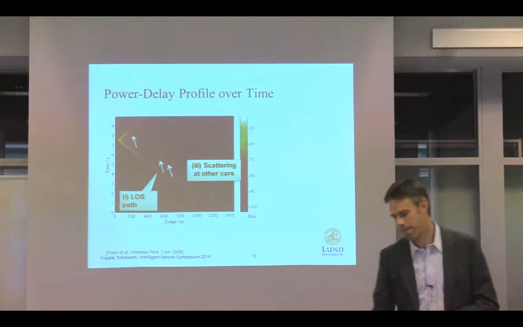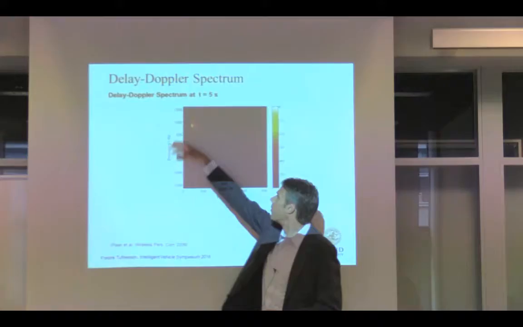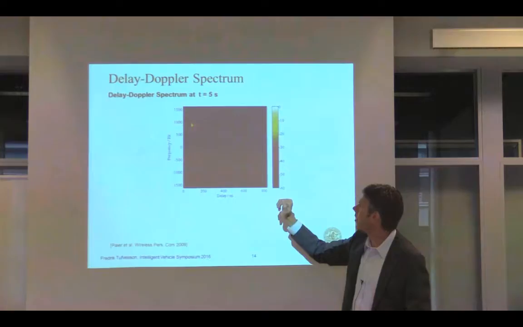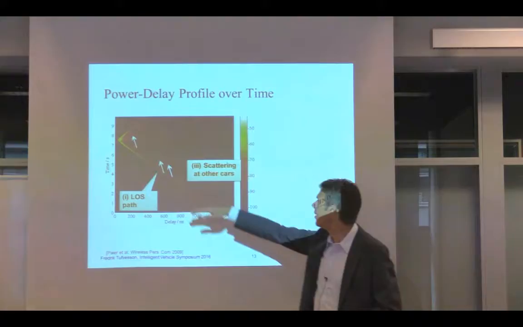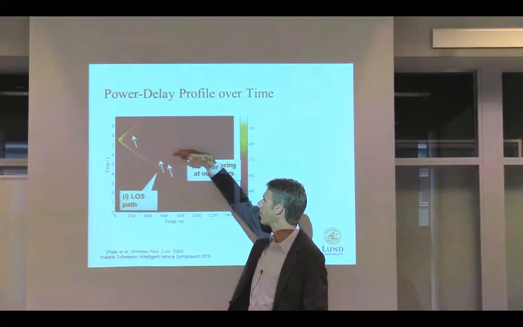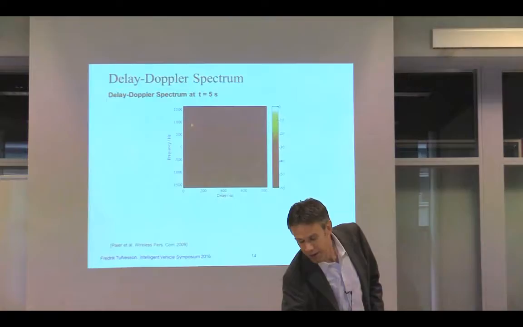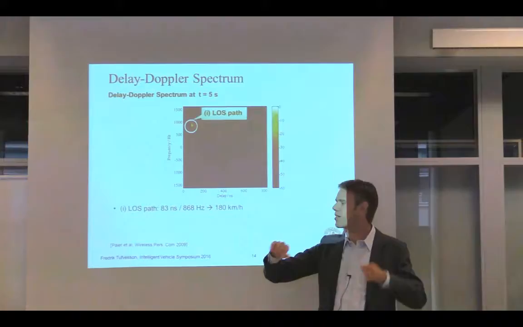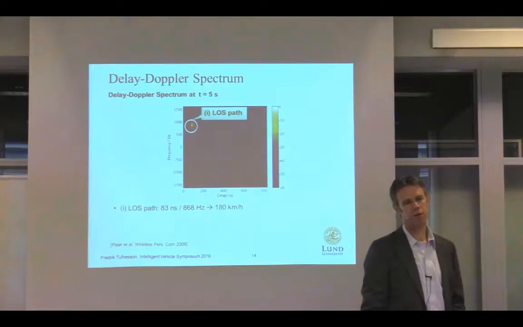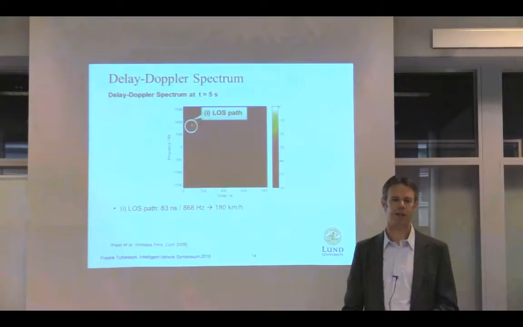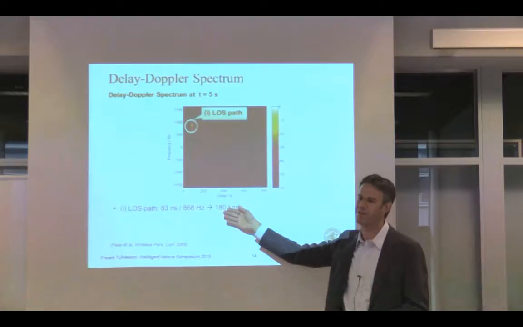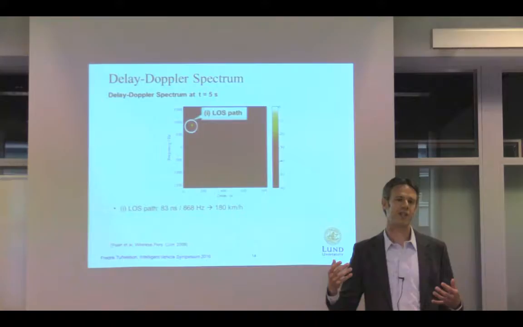If we look at the Doppler contributions, what we have here is the Doppler frequency versus delay. Now we took one time instant at 5 seconds. Maybe I should go back. So we are here now, where we have a little bit of scattering from the factory buildings, a little bit of scattering from the other cars, and we have the line of sight. If we identify it so that the vehicles are driving against each other, we have a Doppler component here at just below 1,000 hertz, which corresponds to a relative velocity of 180 kilometers an hour, as expected. But this is something that also differs from cellular systems: in vehicle communication we can easily get up to 4 times the individual velocities in relative Doppler.